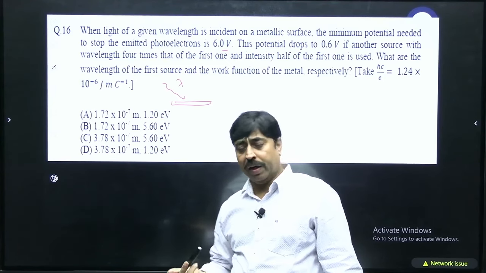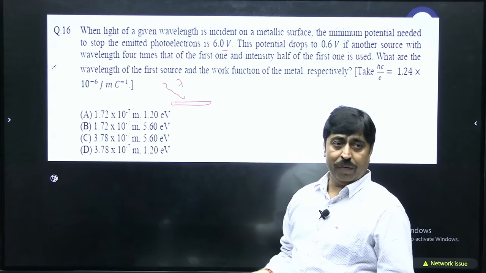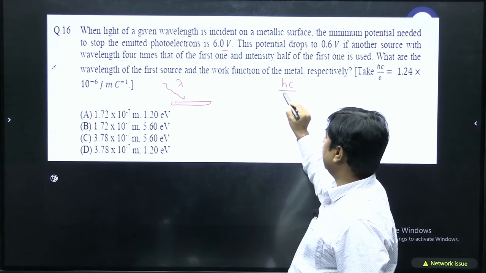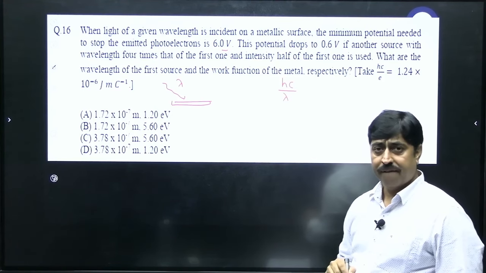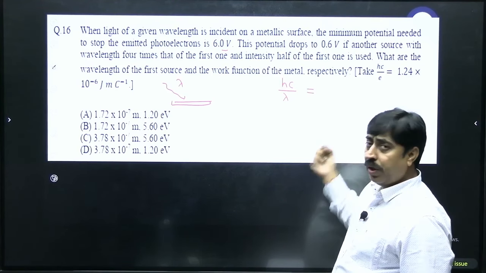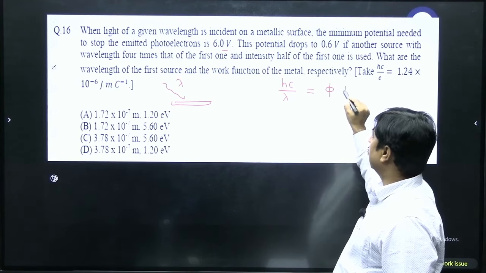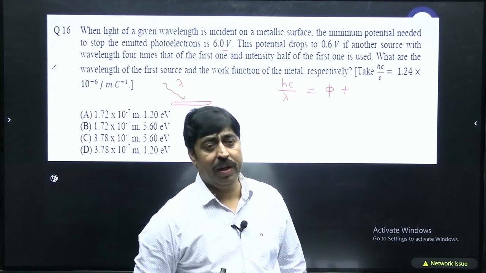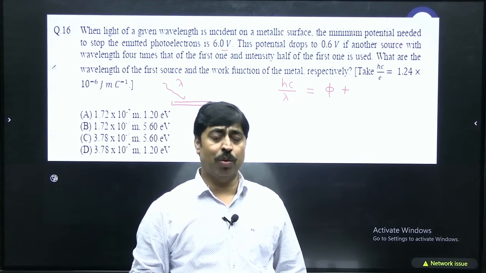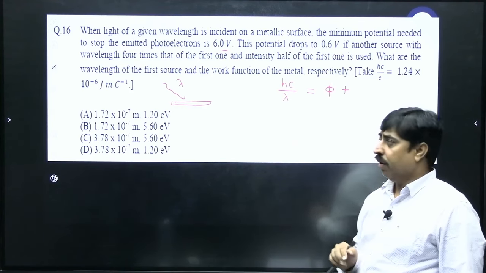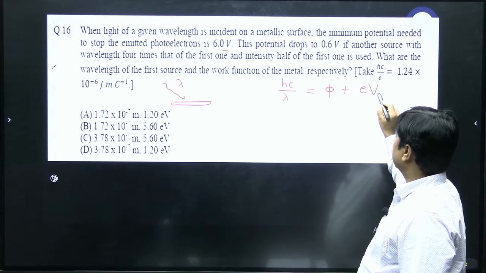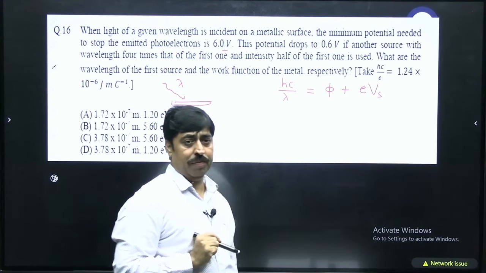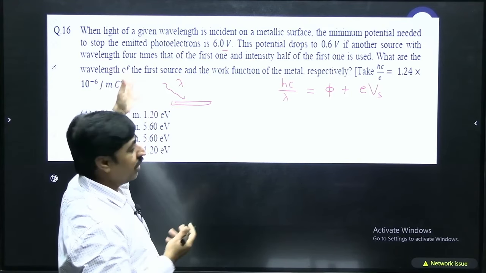So, from Einstein's photoelectric equation, we all know that when light of wavelength lambda is incident on a surface, the energy of each photon is hc by lambda. And the energy of each photon is equal to the work function plus the maximum kinetic energy of the emitted electron. And the maximum kinetic energy of the emitted electron is measured through the stopping potential difference. If the stopping potential difference is denoted by Vs, then the maximum kinetic energy of the emitted electron can be written as e into Vs, right. So, this is the equation that we have to use.